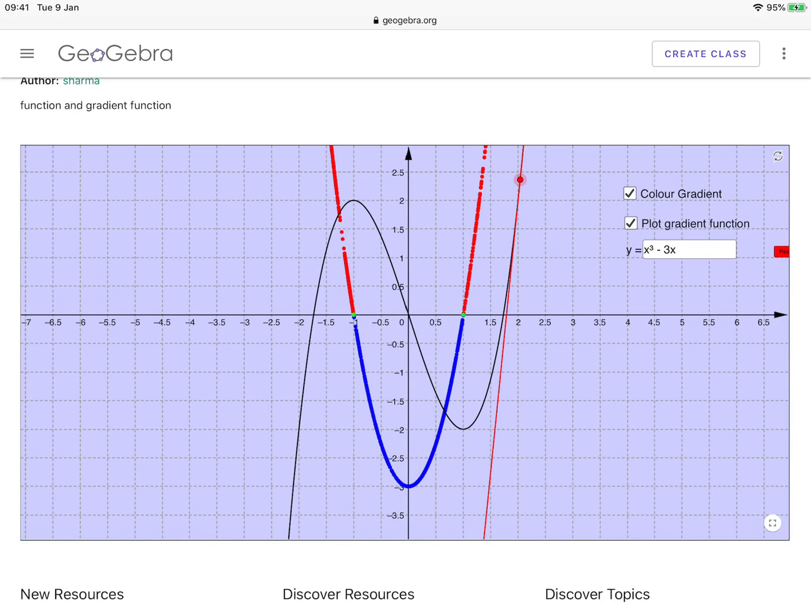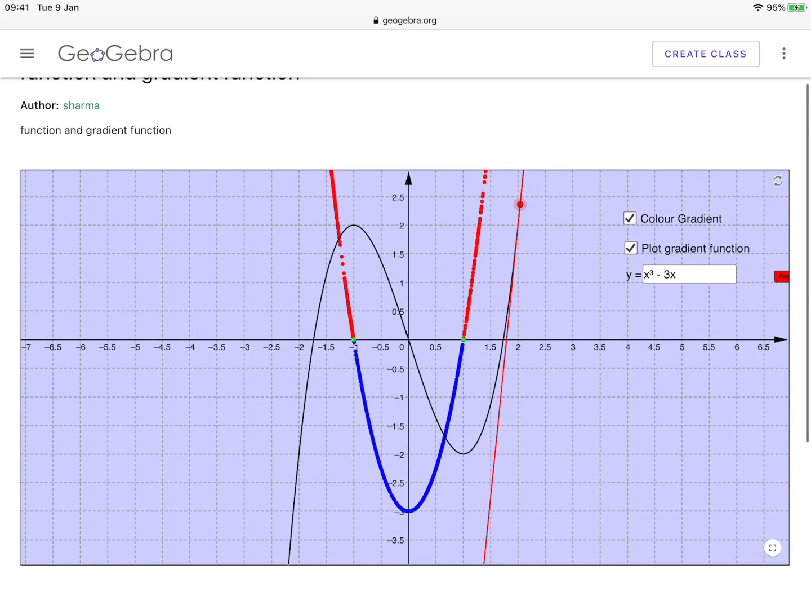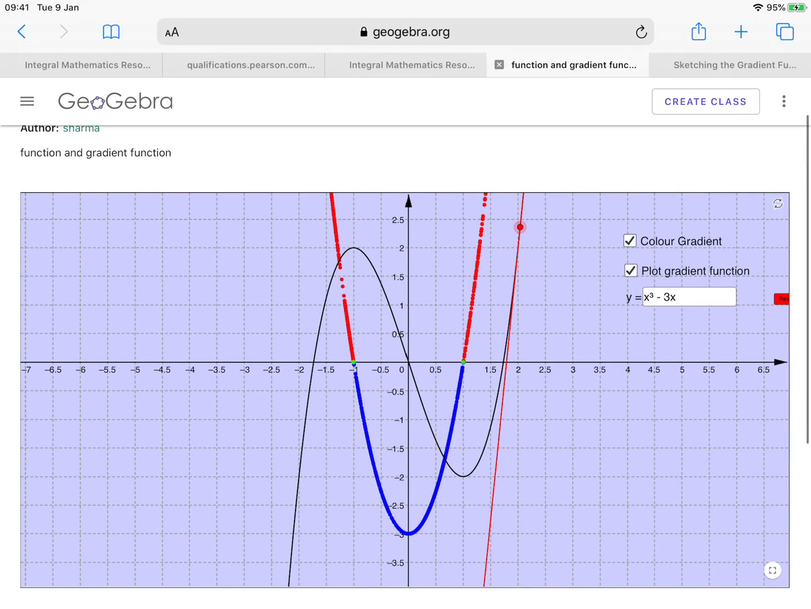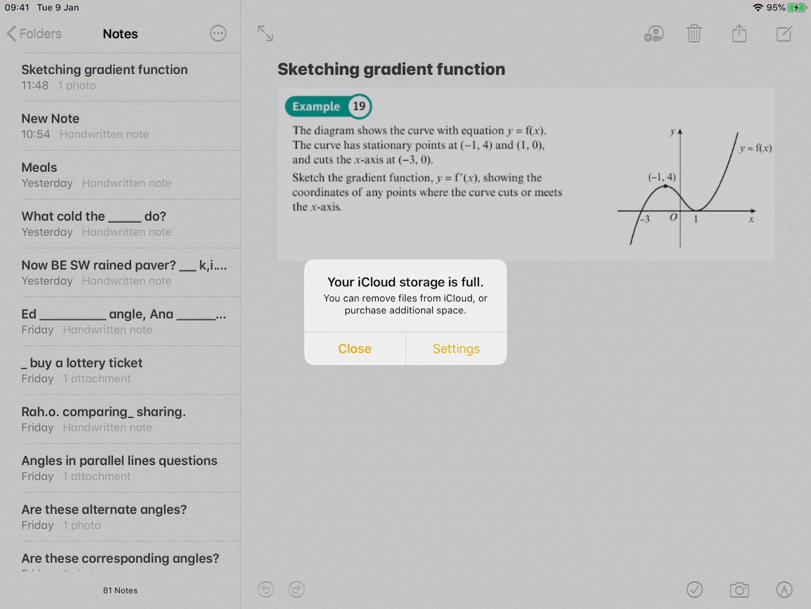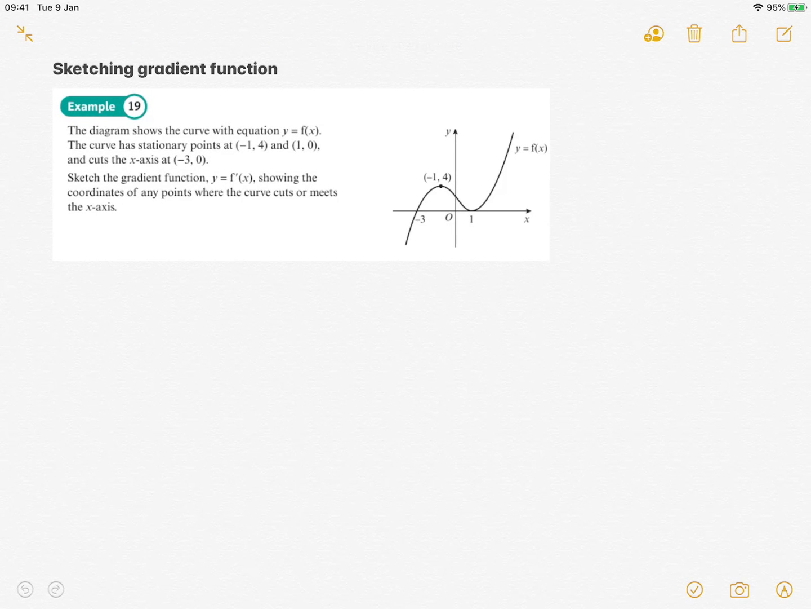above the x-axis. A key difference between this one and the last one is that I've plotted dy/dx and y against x on the same graph, whereas here, this is why I like this one a bit better, because it shows y above it and then dy/dx below it. So I'm just going to go through question or example 19 just so it clears anything up you're not sure on.